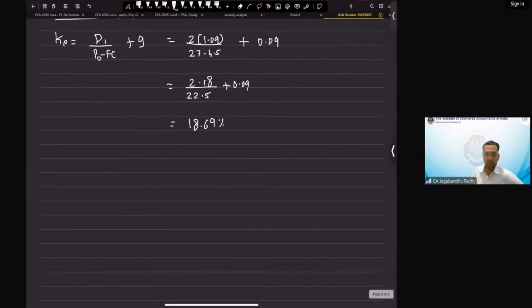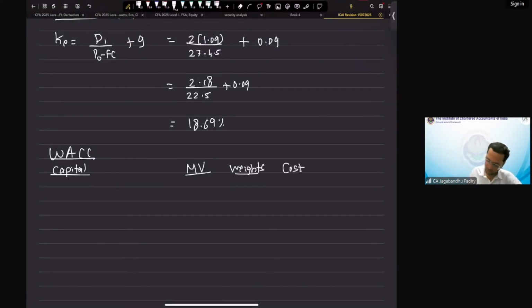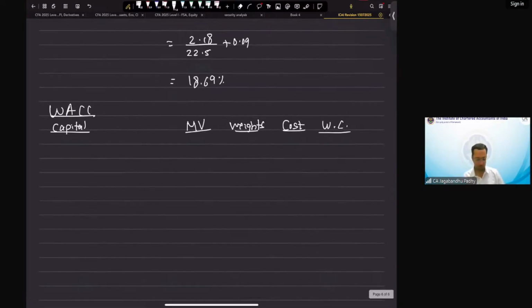Then finally, we have the calculation of weighted average cost of capital. Now to calculate the weighted average cost of capital, we'll write down the capital amount. We'll talk of the market value, right? Do some calculations, get the market value, weights, cost, and then weights into cost.